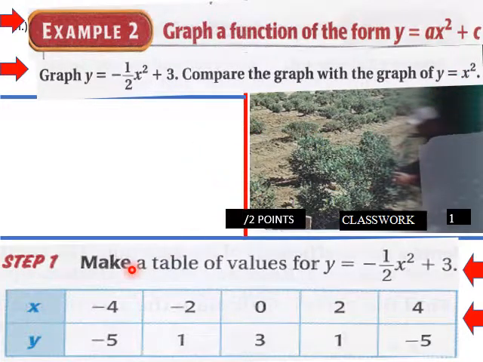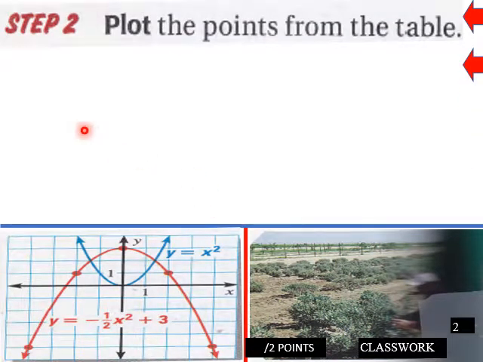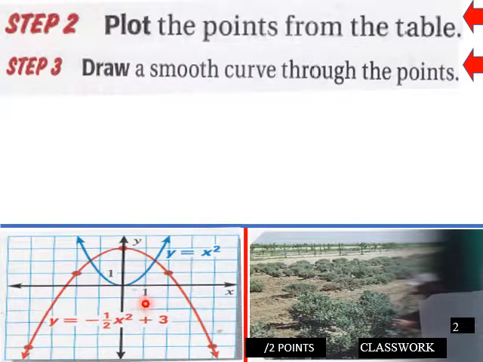In this situation, make a table of values for y equals negative 1/2 x squared plus 3. Here's the table for this quadratic. Plot the points from the table. Here's our parent function, y equals x squared. We have a y-intercept: when x equals 0, y equals positive 3. That's at our vertex. And then here are 2 other points that we plot from the table.